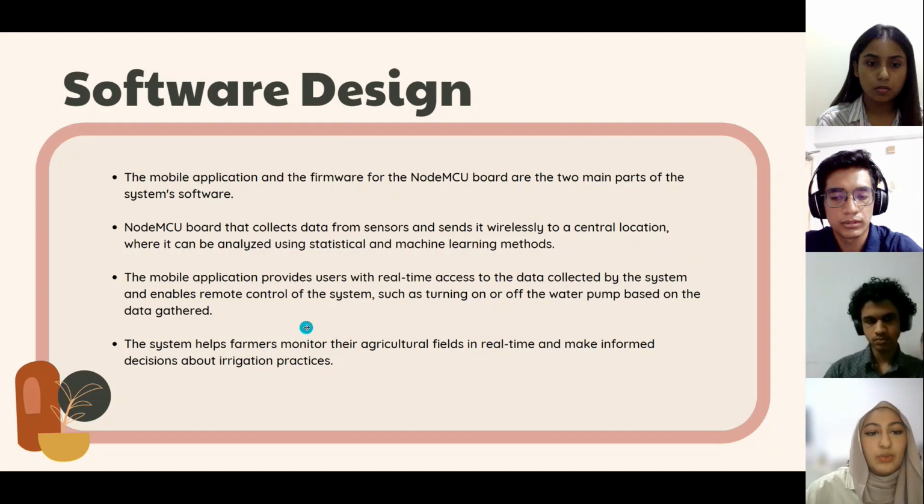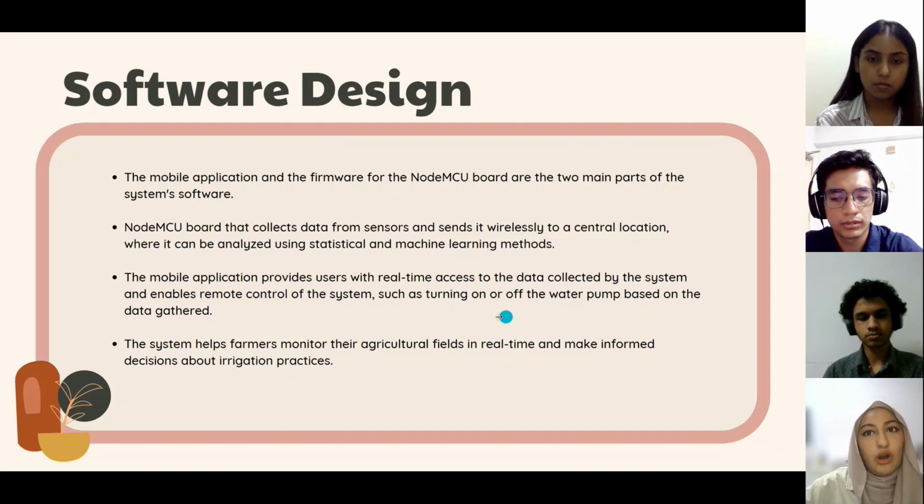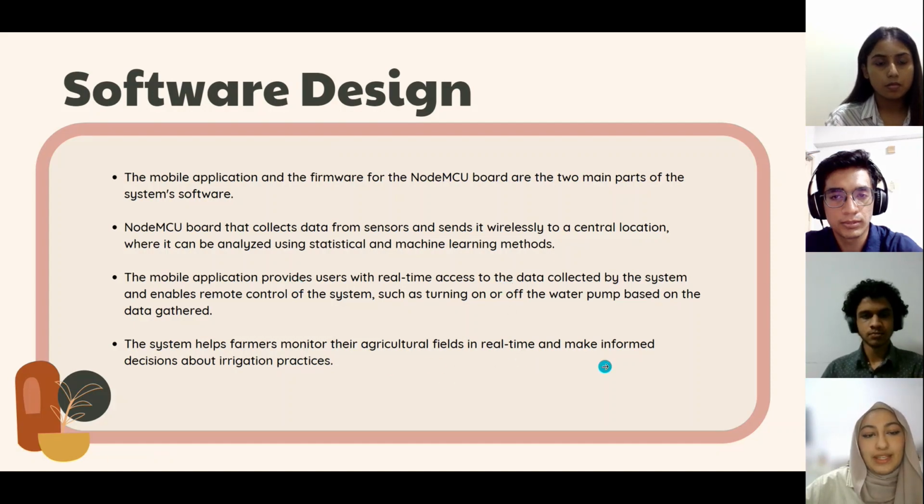Then comes the mobile application. All the data gathered from the board will be input into a mobile application interface. It provides users with real-time access to the data collected by the system and enables remote control of the system, such as turning the water pump on and off based on the data gathered. Therefore, this system helps farmers monitor their agriculture field in real time. So that's about it for the system design.